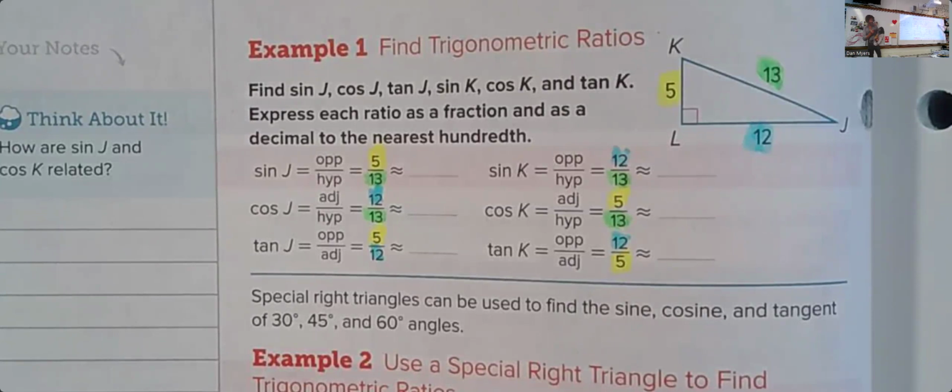For angle K, sine K, opposite over hypotenuse, 12/13. Cosine K, adjacent over hypotenuse, 5/13. Tangent K, 12 over 5, opposite over adjacent. And then it's just asking for decimal approximations to the nearest hundredth. So let's go ahead and fill those in. What's 5 divided by 13 rounded to the nearest 2 decimal places?